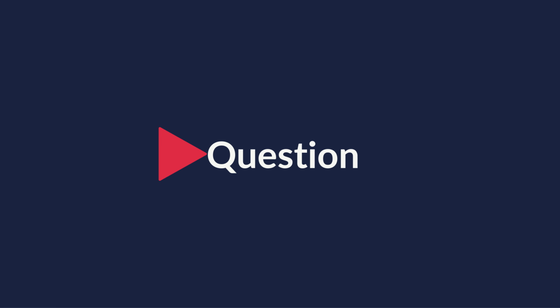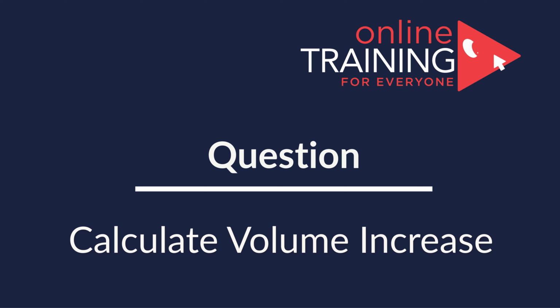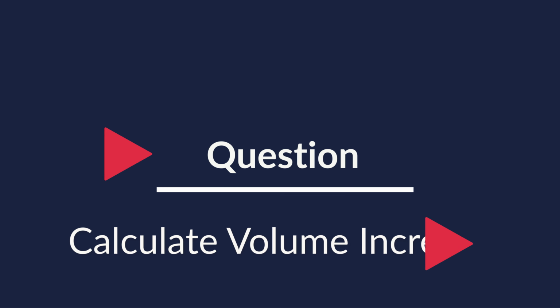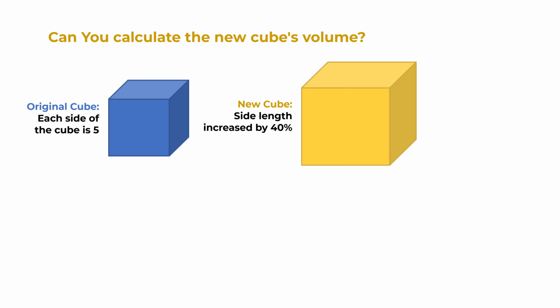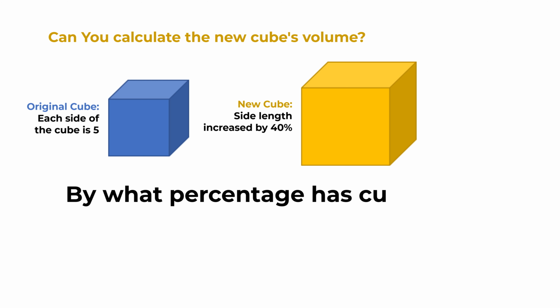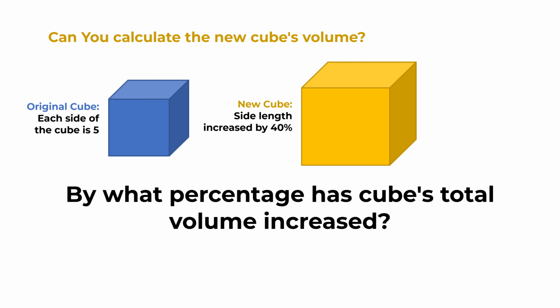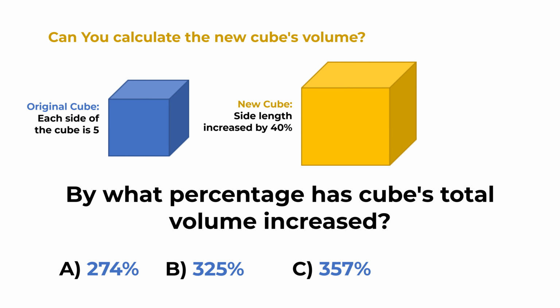Here's a very interesting question we frequently see on the test. A 5 by 5 by 5 cube has its side's length increased by 40%. As a result of these changes, by what percentage has the cube's total volume increased? You're presented with four different choices. Choice A, 274%. Choice B, 325%. Choice C, 357%. And choice D, 379%. Do you see the answer?